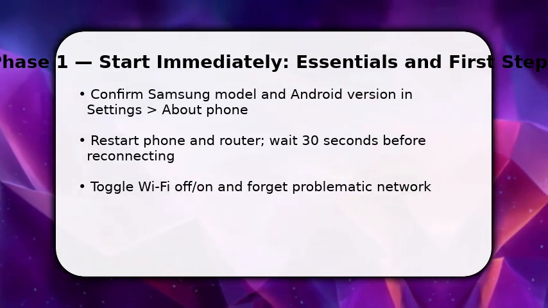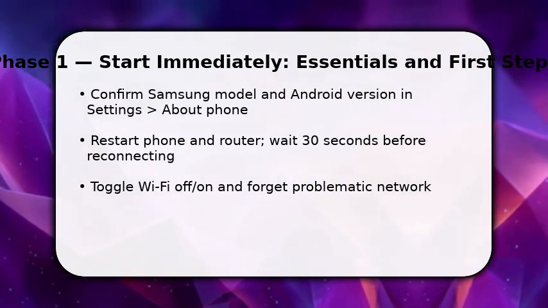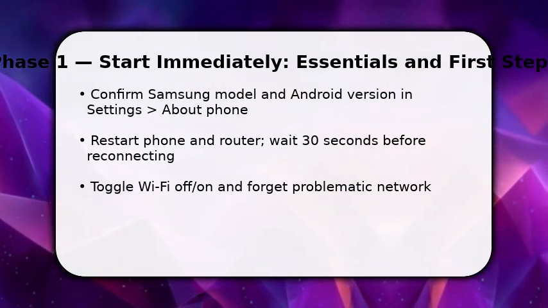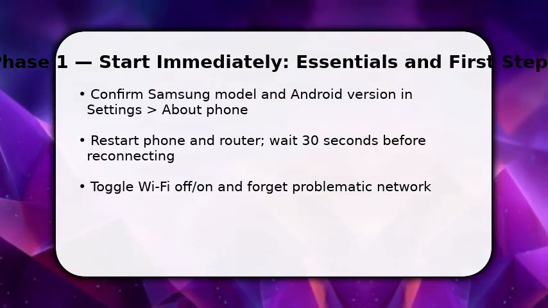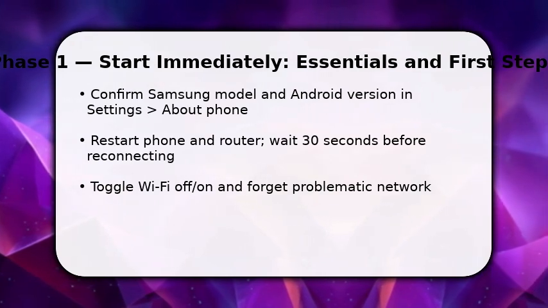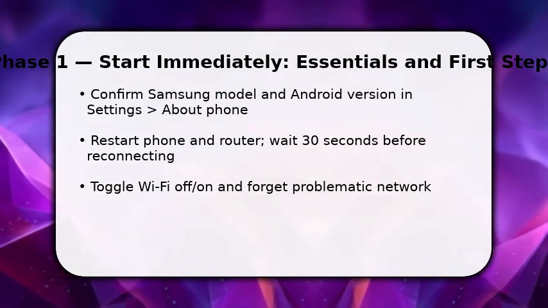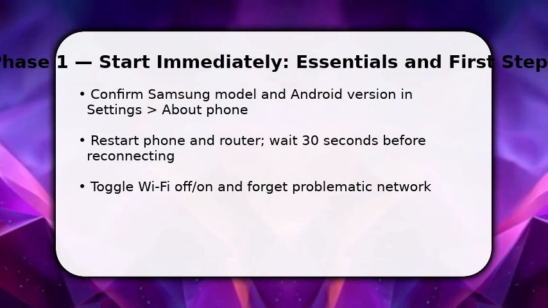Once done, toggle the Wi-Fi off and on from quick settings, then forget the network you are having trouble with. This clears saved credentials and forces a fresh authentication, which often resolves IP or password conflicts quickly.